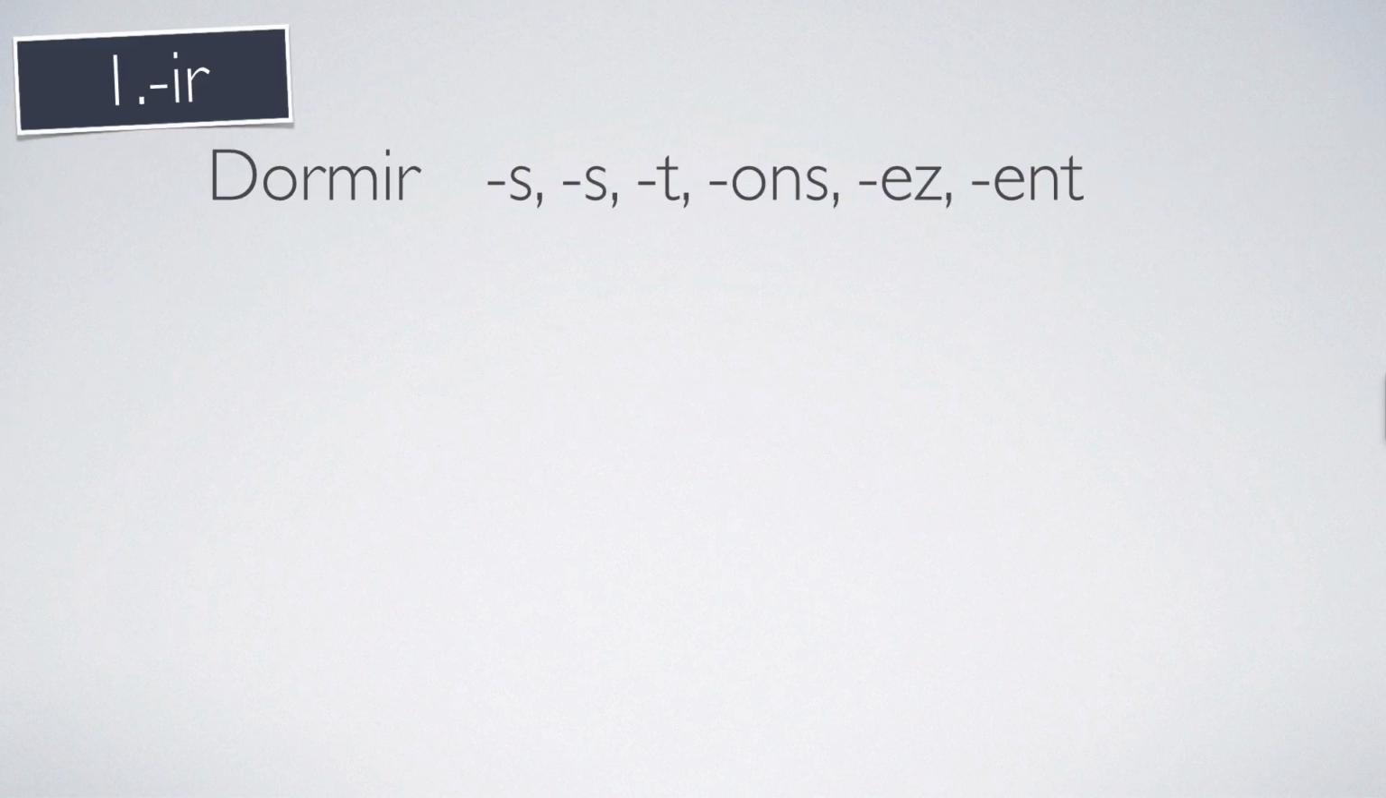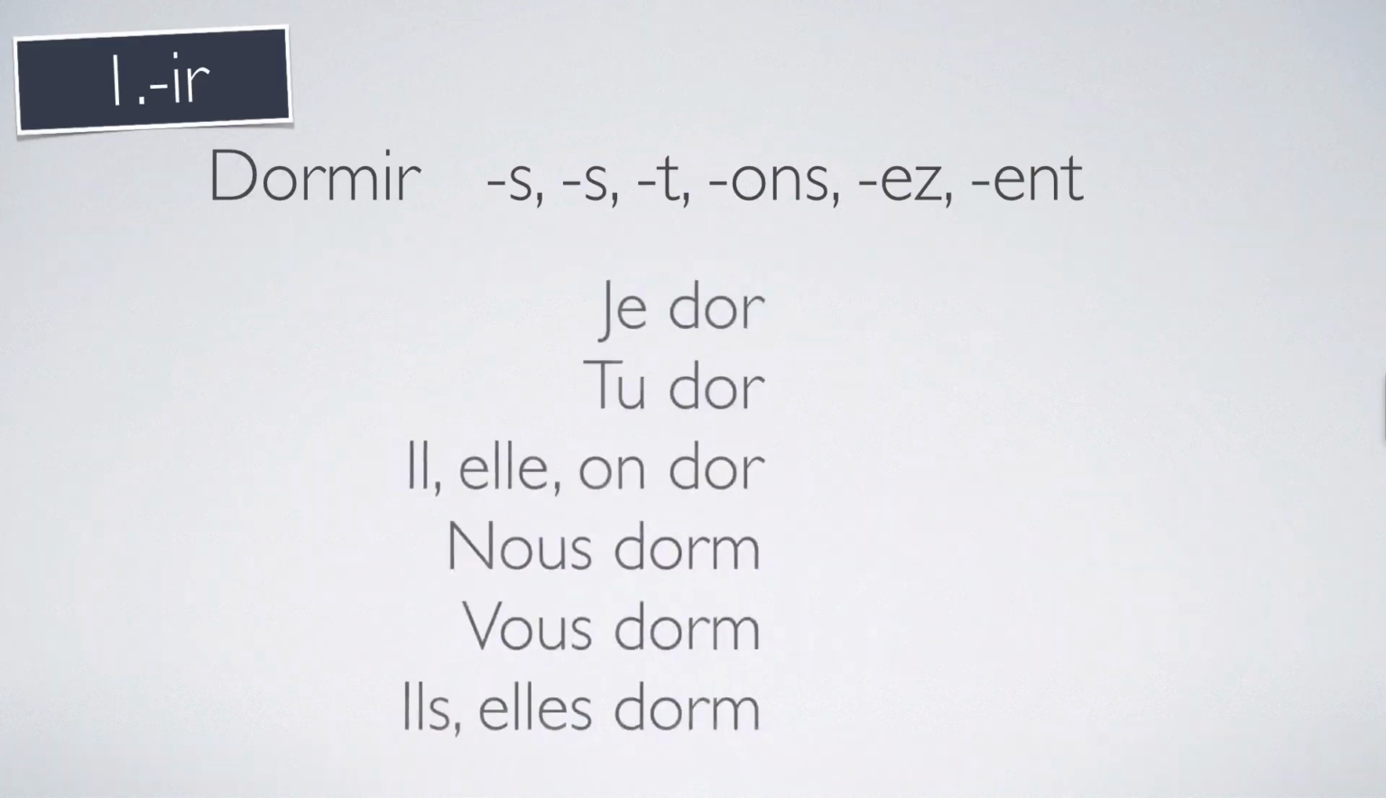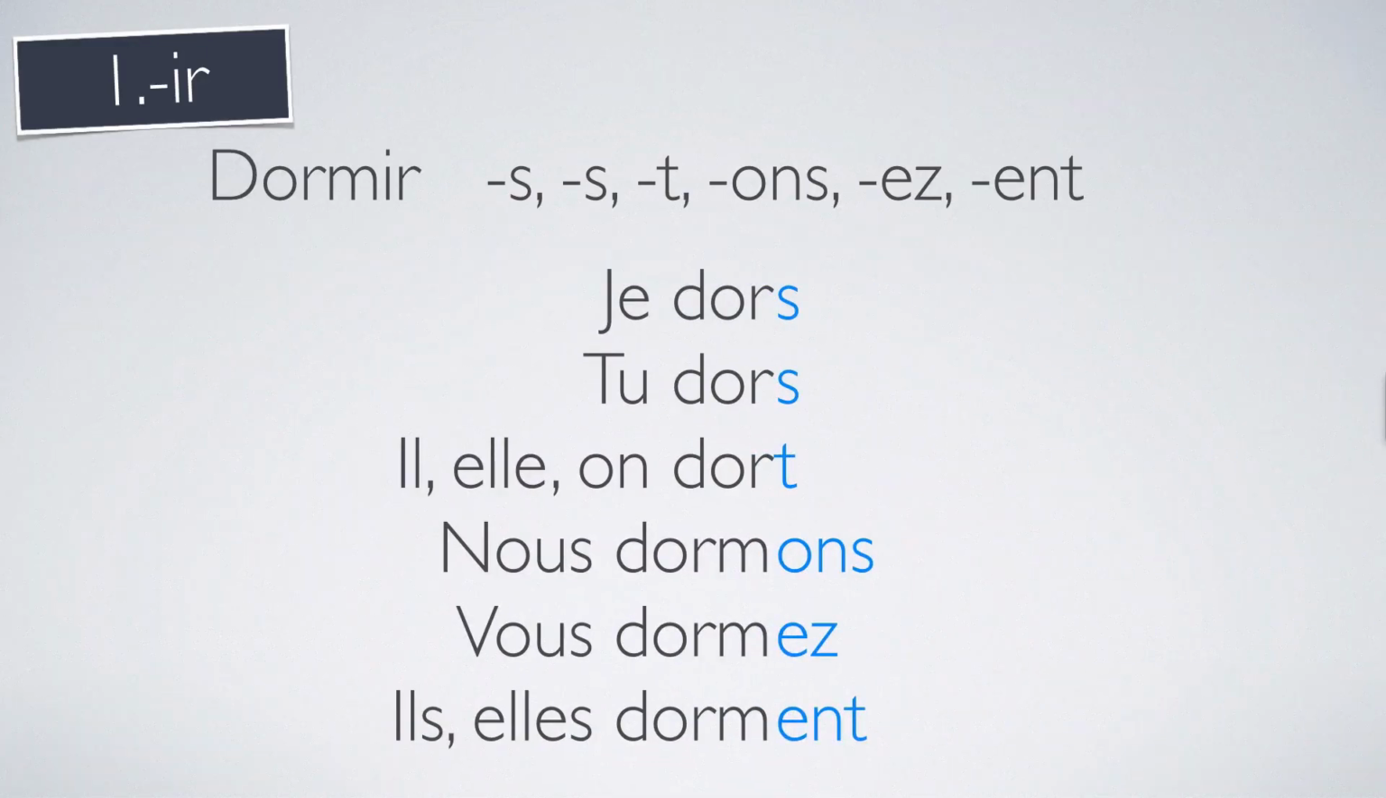So let's start with the endings of this verb. Actually, they are irregular, okay? But we can put them into groups to understand better. So for example, these verbs ending in IR get their endings this way, like the verb dormir, to sleep. So we've got S, S, T, ONS, EZ, ENT. So for this verb, dormir, the conjugation in the present tense is je dors, tu dors, il dort, elle dort, on dort.